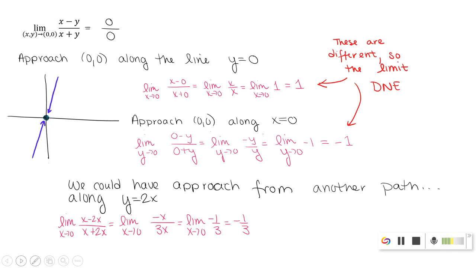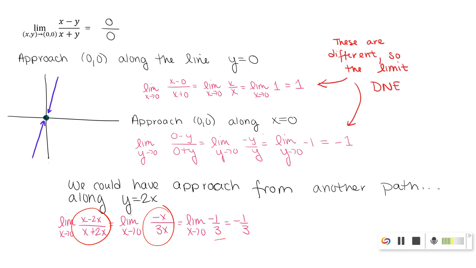But I could have also approached along another path. For example, the line y equals 2x is a path that goes through the origin. So basically, I could have approached from any path that goes through the origin. I have my work written down if you want to approach along the line y equals 2x. You would just replace all the y's with 2x's and then simplify that expression. In this case, it simplifies down to negative 1/3. So as we approach along y equals 2x, my z-values are approaching negative 1/3. That's yet another different number. This limit definitely doesn't exist.